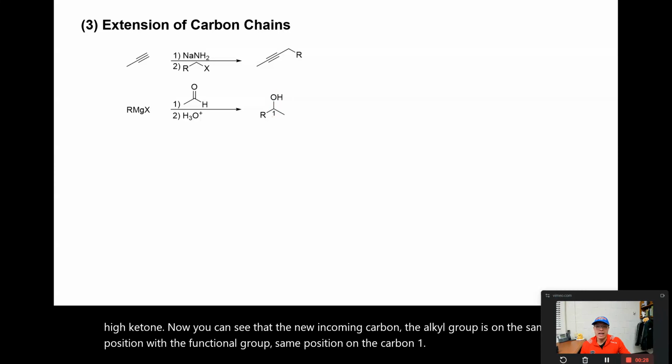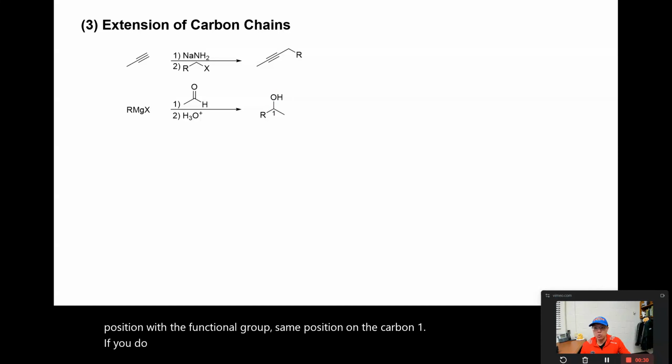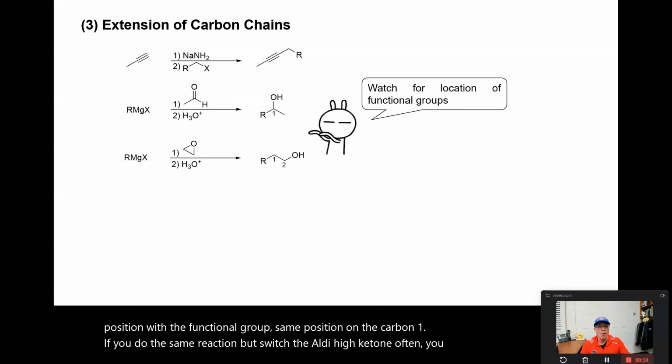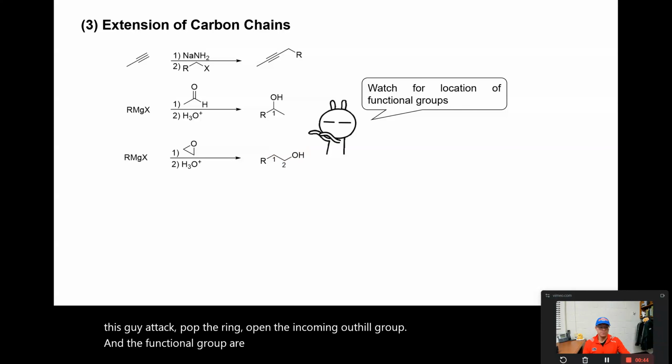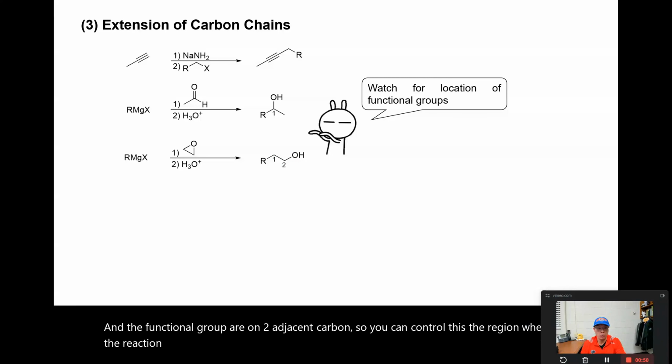Okay, if you do the same reaction but switch the aldehyde or ketone off, and you use the epoxide, this guy attacks, pops the ring open, and the incoming alkyl group and the OH, the functional group, are on two adjacent carbons. So you can control the region where the functional group would go.